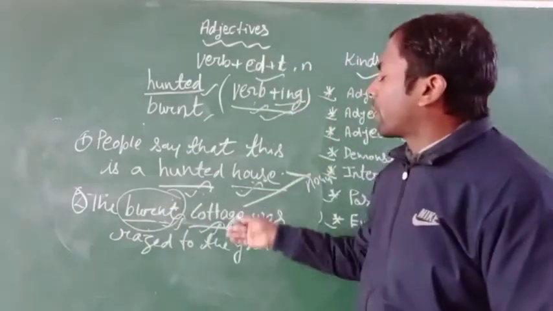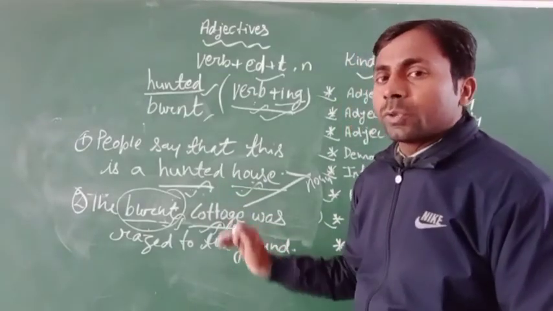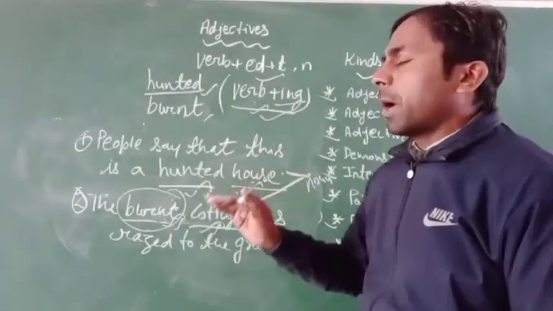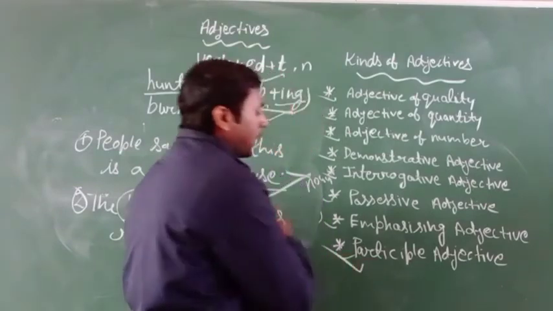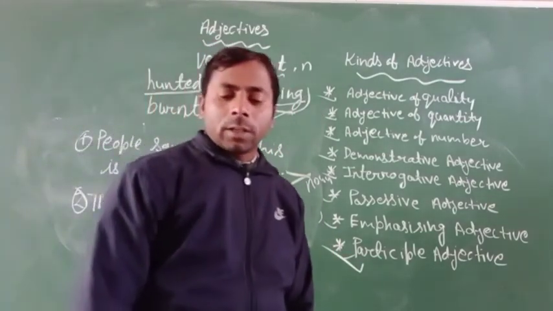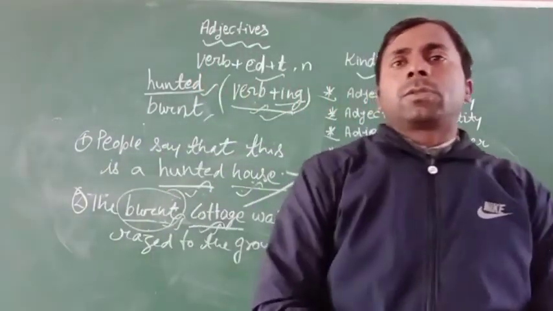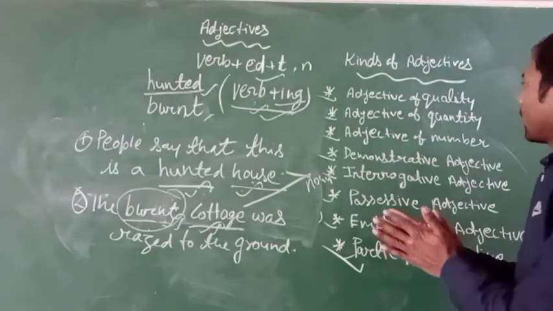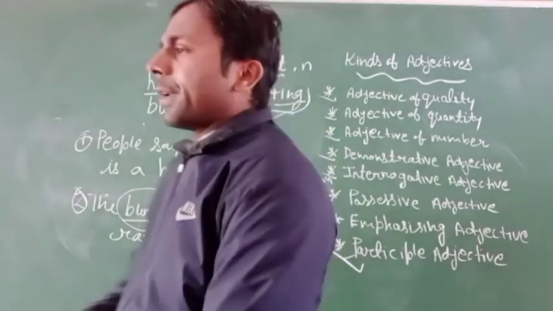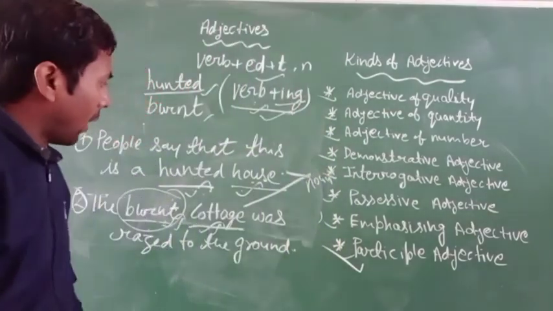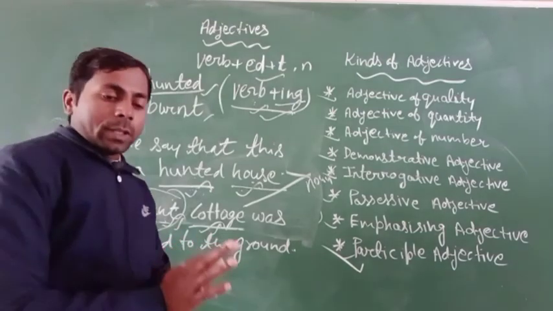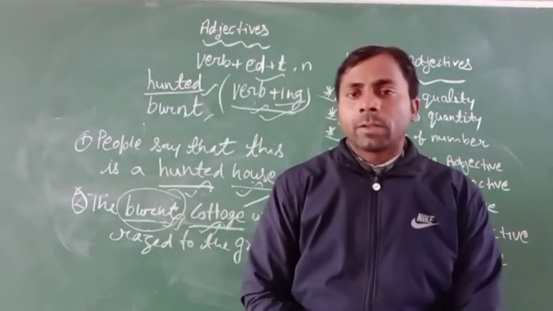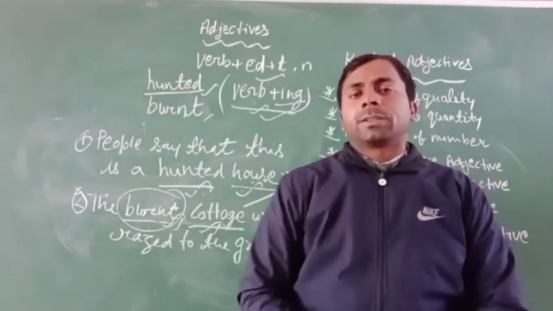This type of word, used before noun words to describe more about the noun, is a participle adjective. I hope you all understand the kinds of adjectives, and you have to learn all its kinds very well. So I think your topic is now complete. In the next video we will learn the comparison of degree. Thank you for watching the video.